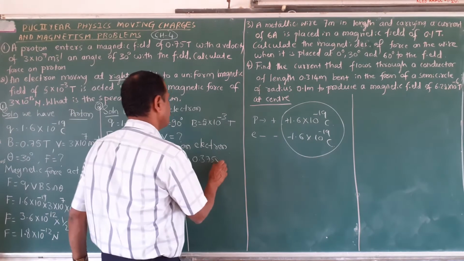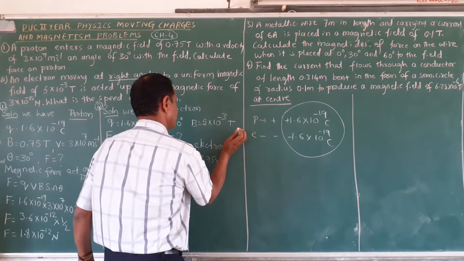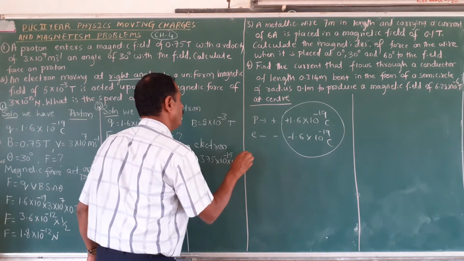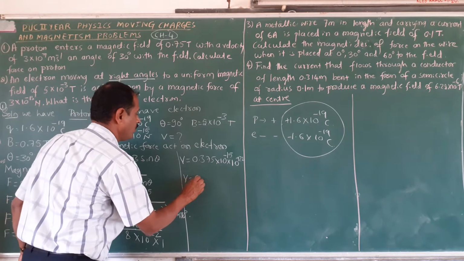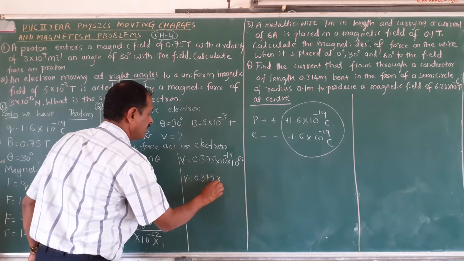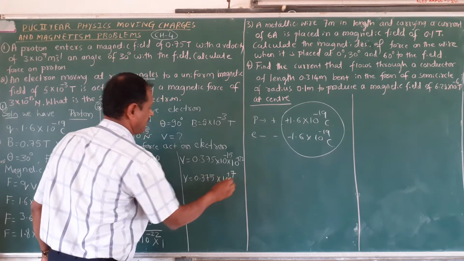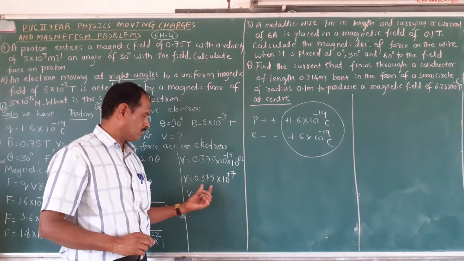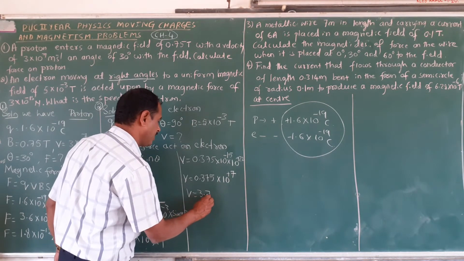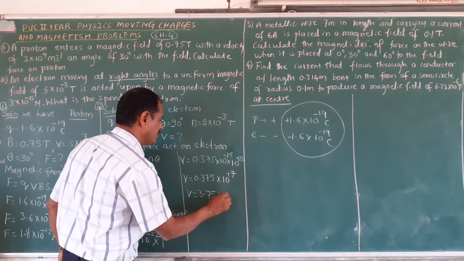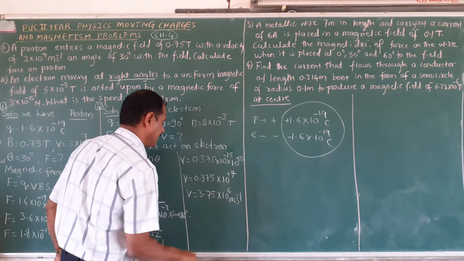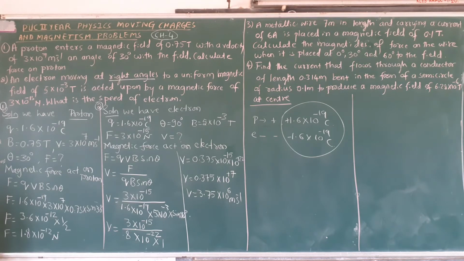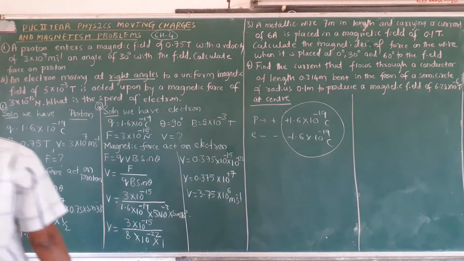Now 10 to the power of minus 15 into 10 to the power of plus 22. V is equal to 0.375 into 10 to the power of plus 7. For our convenience, multiplying by 10, it becomes 3.75 into 10 to the power of 6 meter per second. This is the velocity of the moving electron in the given magnetic field. This is the second problem.